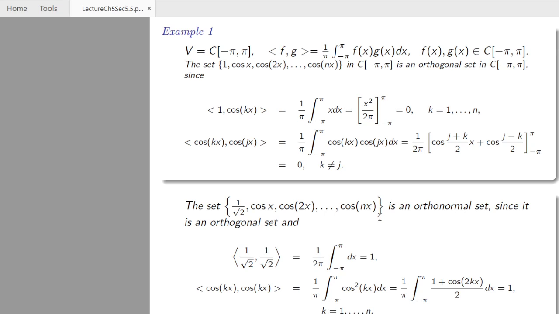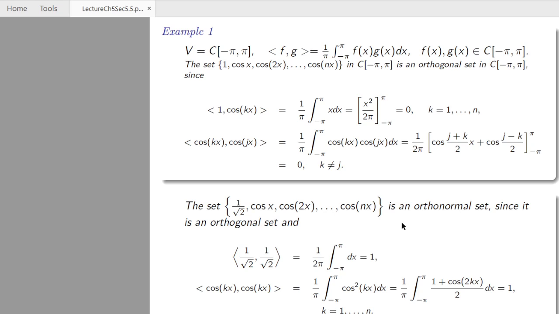Now we consider the second set. What's the difference between these two sets? We can say the first vectors are not the same. The first vector for the first set is 1. The second is 1 over square root 2. And then the rest are the same. Now in this case, we can show this set is orthonormal.